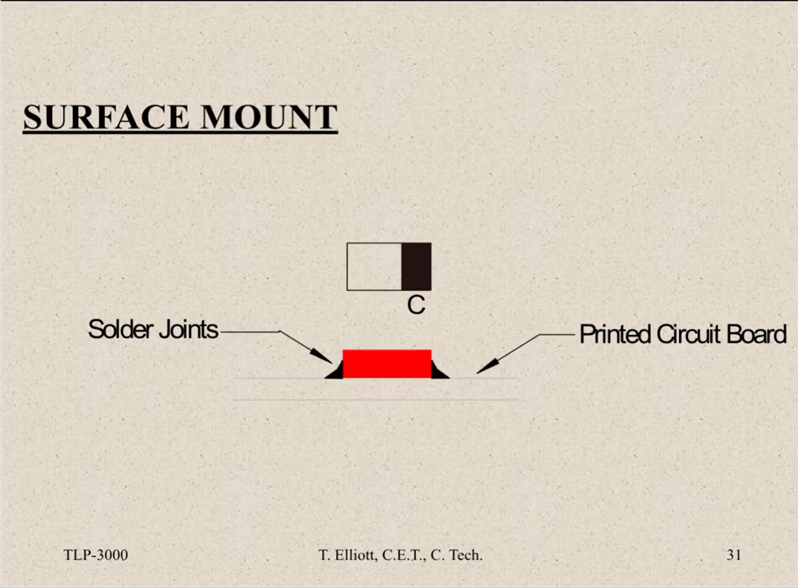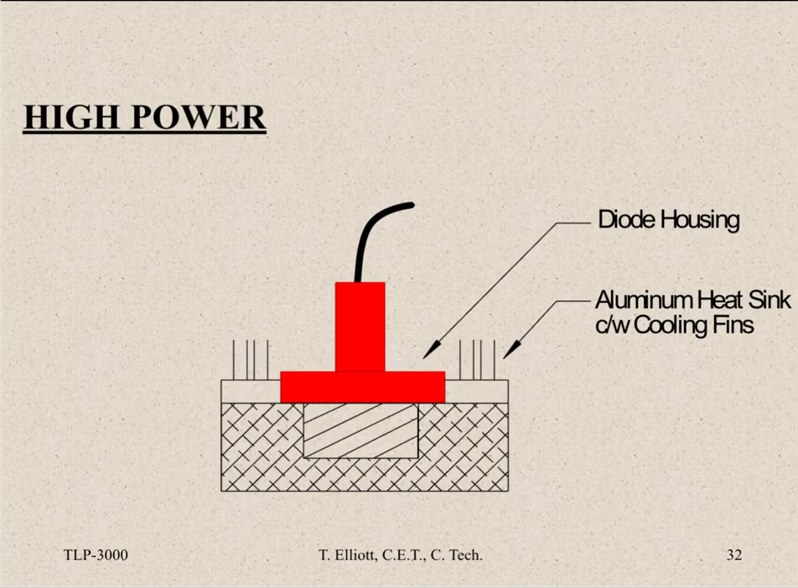Surface mount goes on the top side of a circuit board, and there's several variations on this. And then power diodes. This is a big one. It's mounted on an aluminum heatsink for cooling. But anyway, there's different types. They all work the same way. It just depends on the application.